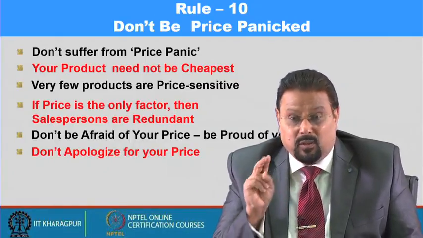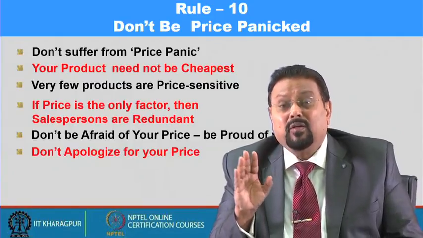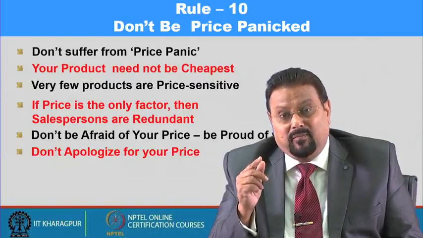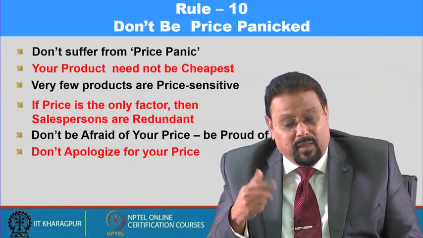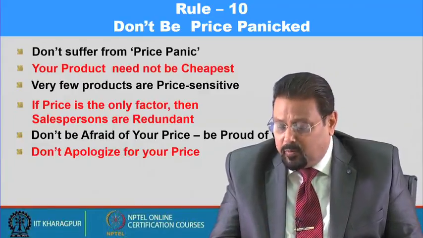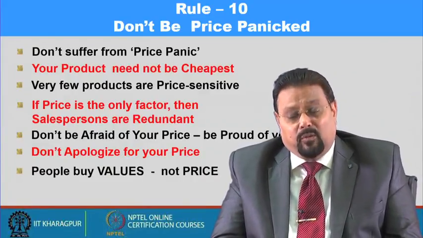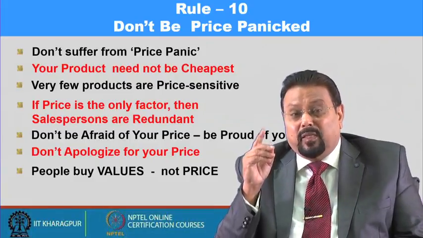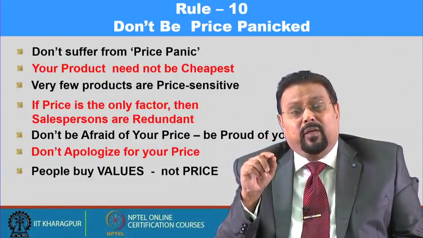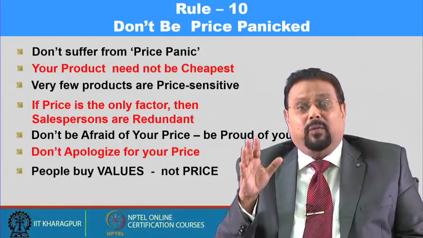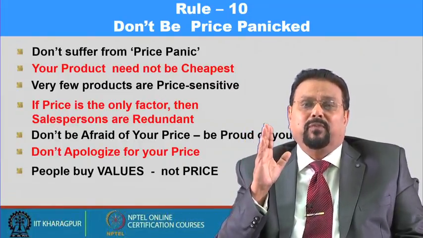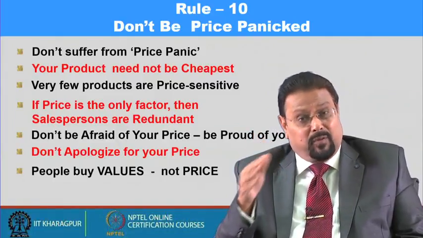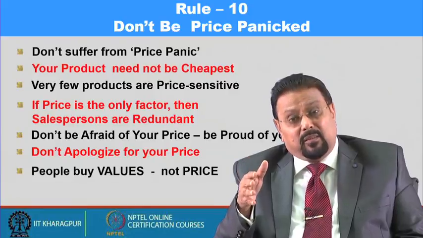This is one of the diseases. Two diseases our salespersons suffer from. One is that they think that their price is high. That's a price panic about their own product. And the second thing is they become apologetic for that. Don't be. People buy values, not price. I said the customer thinks about the value. Whenever a customer is seeing your product, at that point of time he is trying to analyze that product's value, or the worth of it, or the utility of that particular product to himself or his family or his business, whatever.